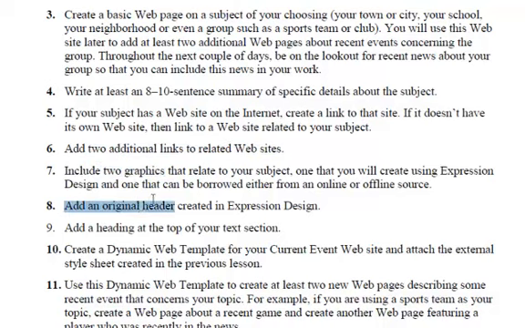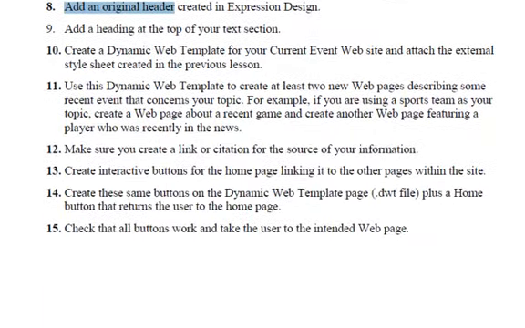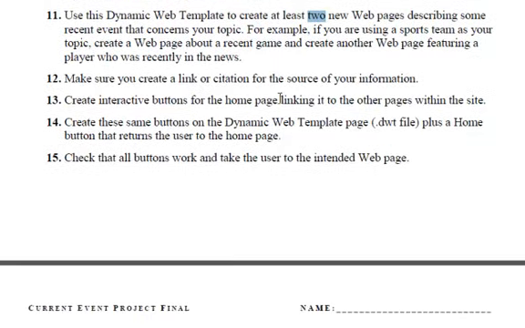Now we got to do a header. So you're going to create a header in Expression Design. You're going to add a heading to each section of your text, and I'll show you what that is. You got to use a dynamic web template, and you'll learn about this. And you got to use that template to create at least 2 new web pages describing some recent event or concerns with your topic. Alright, make sure you link to any sources you used.